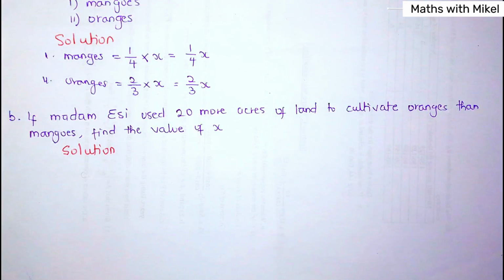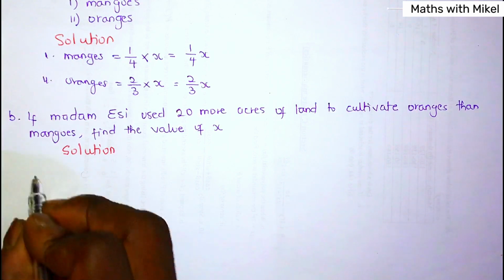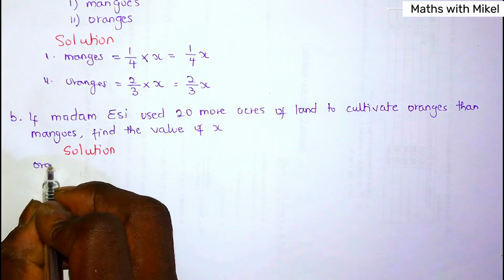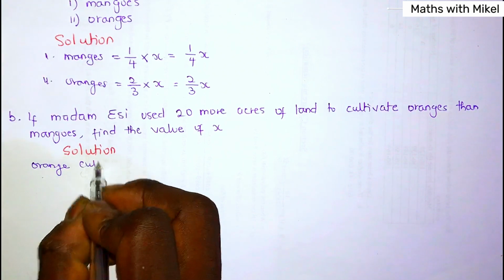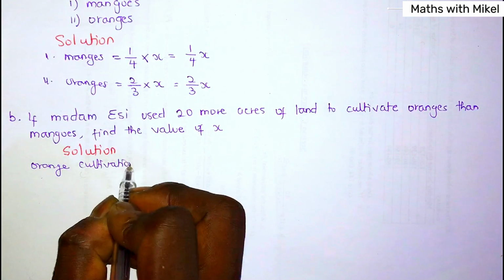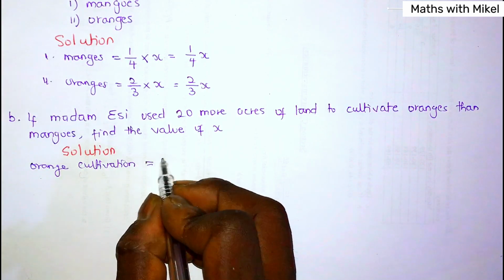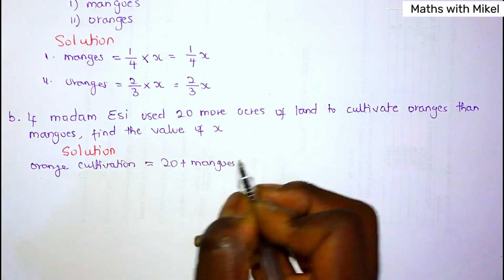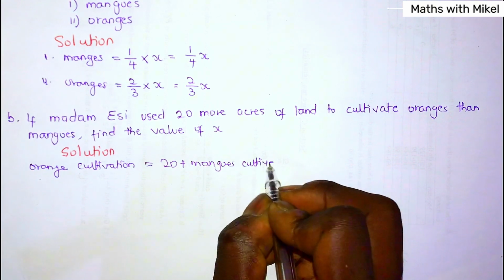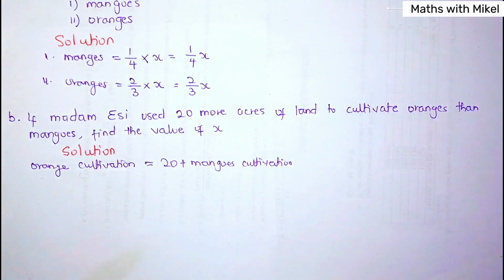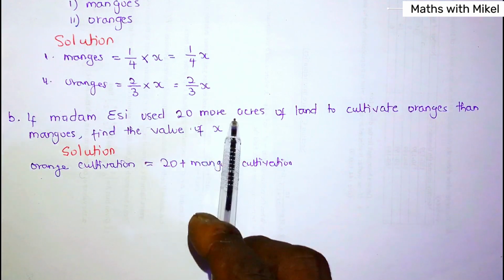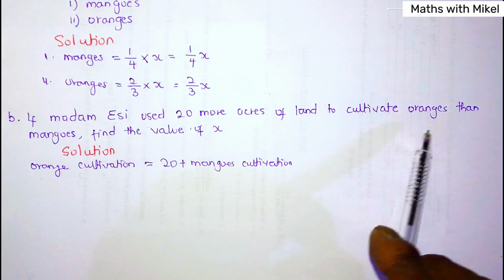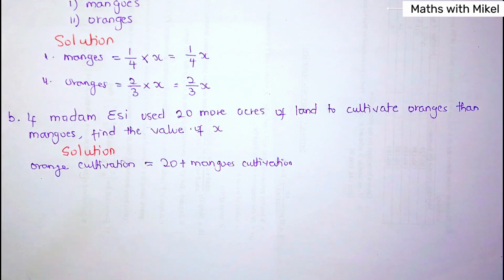Okay, so to find the value of x, say that orange cultivation is equal to 20 plus mangoes cultivation. Thus, from the statement, Madam BECE used 20 more acres of land to cultivate oranges than mangoes.